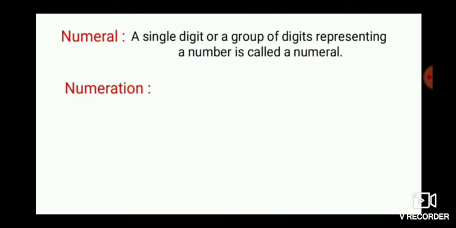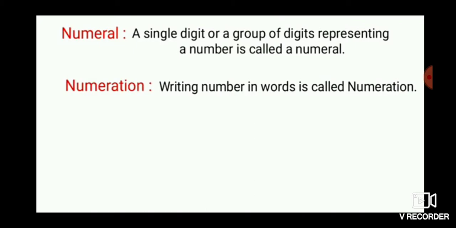Next we'll see what numeration is. Numeration is writing a number in words. It's called numeration. Simply we can say writing number names. If you write the number name, it's called numeration. Suppose 7, seven. This is a numeration because this is a number name.